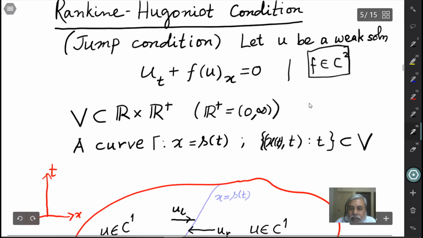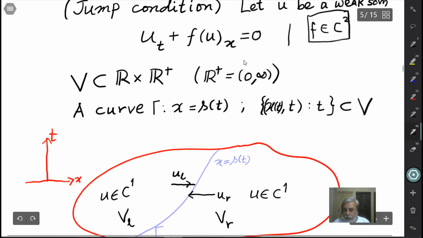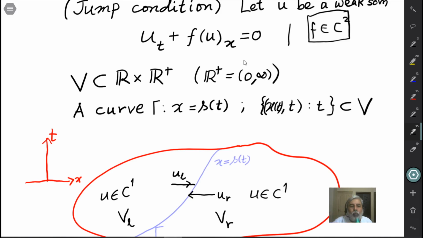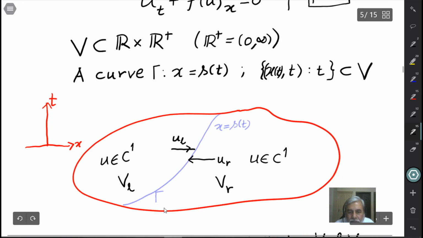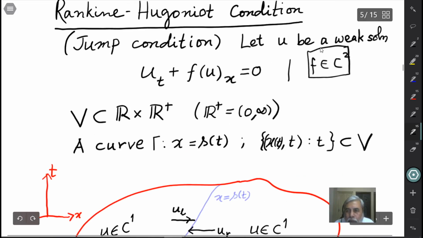Let's now see how the discontinuities develop. How should the solution behave across a discontinuity? Let U be a weak solution of this conservation law, and take any open set V in R cross R plus, where R plus is the positive real axis, and let gamma be a curve sitting in V. We assume this weak solution, as we discussed in the previous class, so the definition of weak solution gives us an integral relation in terms of the test functions.